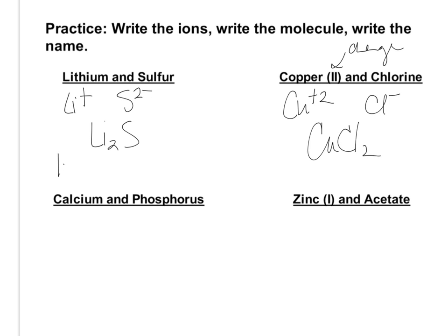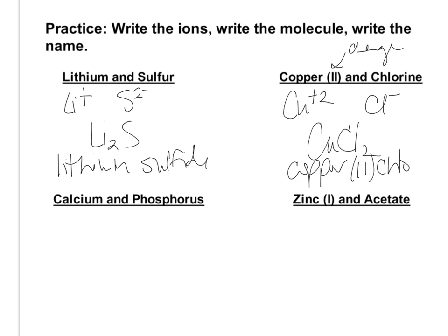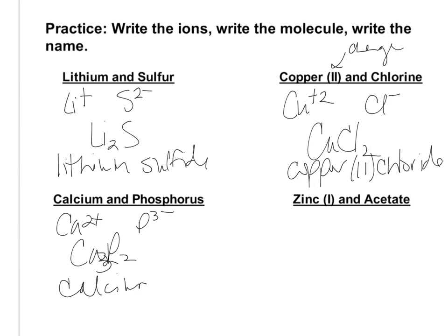Oh, we're supposed to write the name. This is lithium sulfide. I don't have to put the Roman numerals because lithium's not a transition metal. Copper, however, is, so I have to put the 2 in parentheses, chloride. Okay, calcium and phosphorus, crisscross, oops, that's a 3. Calcium phosphide.